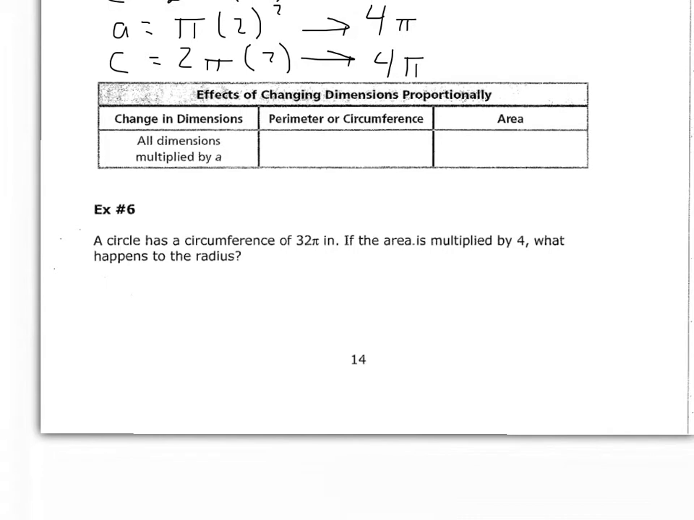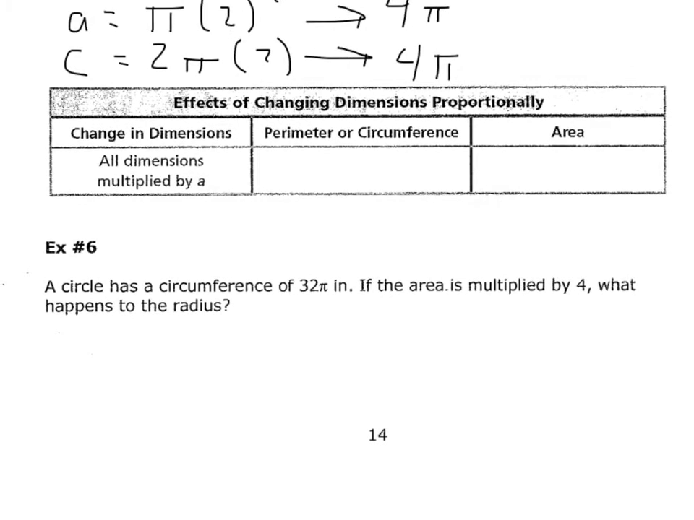Okay, so effects of changing dimensions proportionally. If you have a change in dimensions, all dimensions will be multiplied by A. Your perimeter or circumference changes by a factor of A. And your area changes by a factor of A squared. Okay, so make sure you know those.